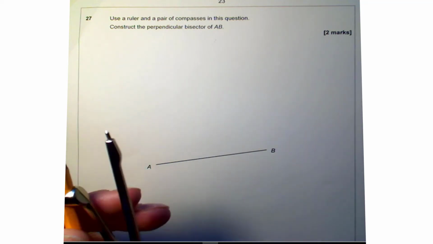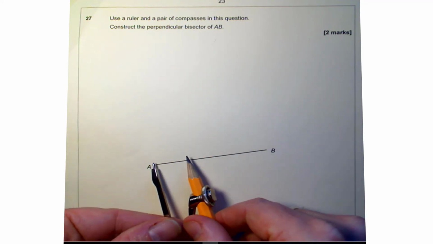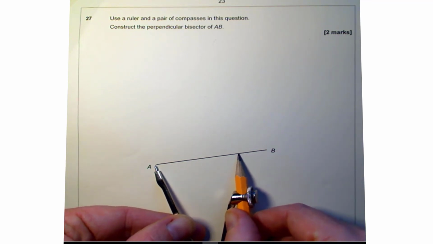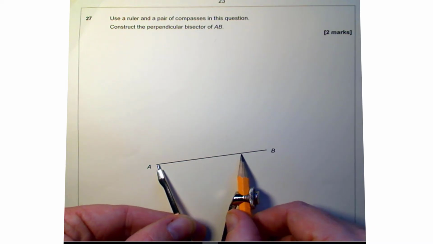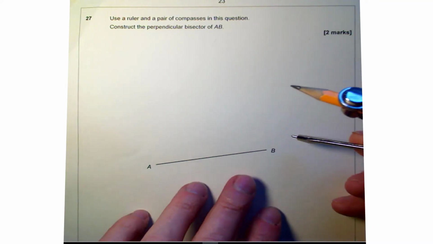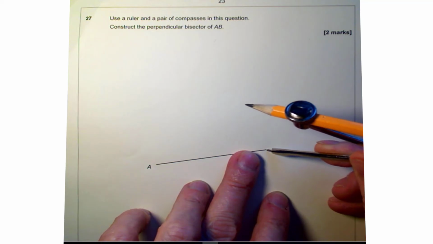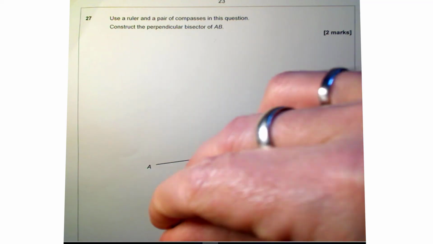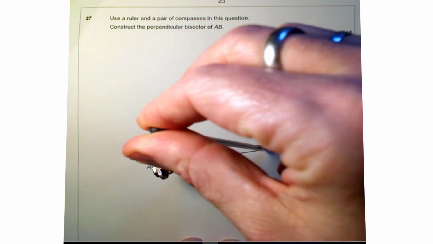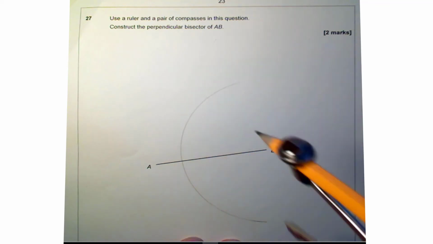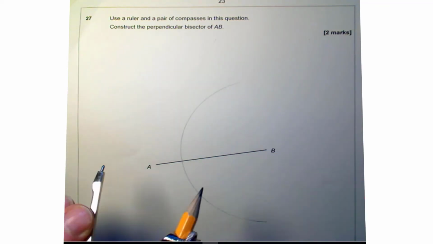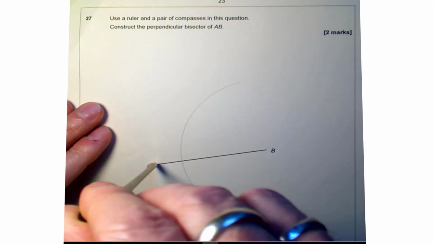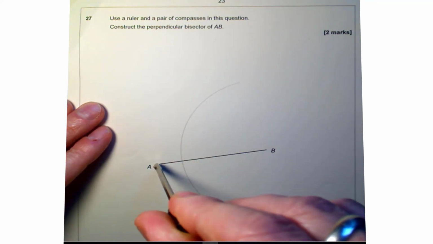Okay, so what you need to do is to widen out the compass so it's more than half of the distance across the length that you want to bisect. Then put the steel compass pin in one of your points and draw an arc above and below the line. Then switch sides, put the steel pin part into the other end of your line and draw a second arc so it cuts the first one in two places.